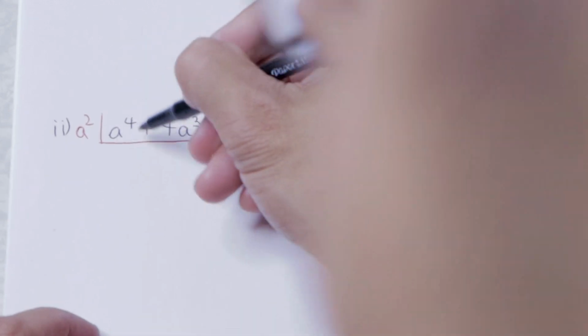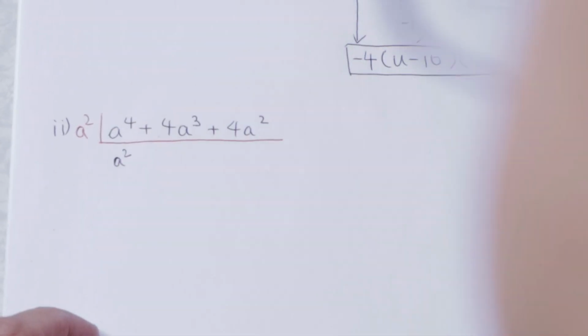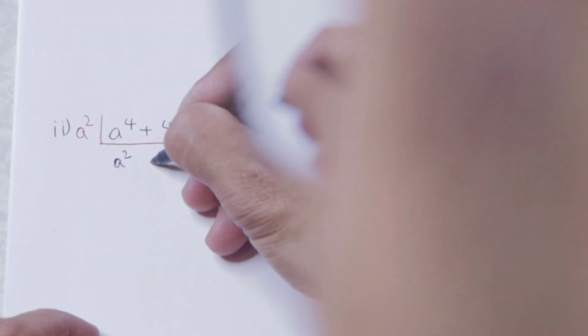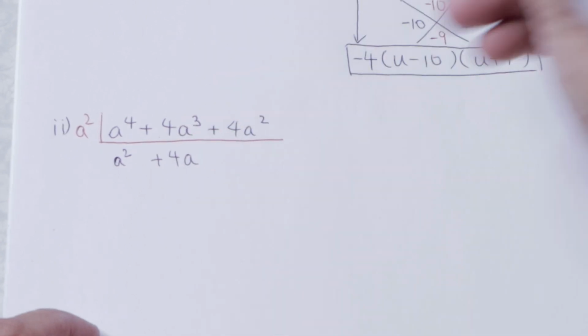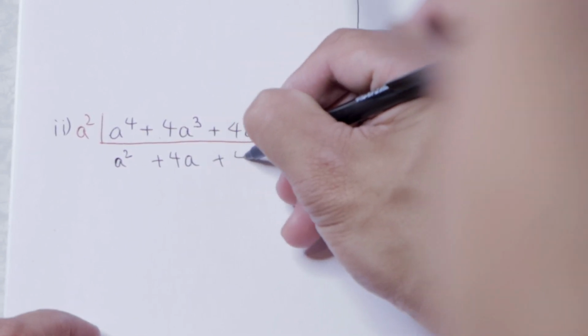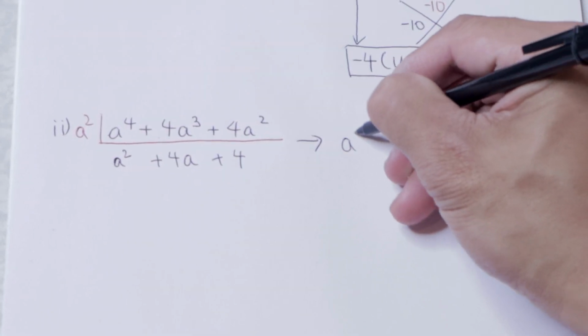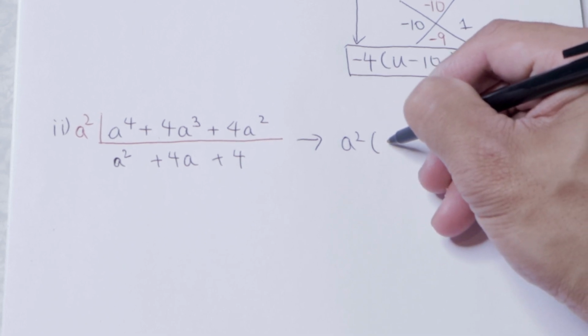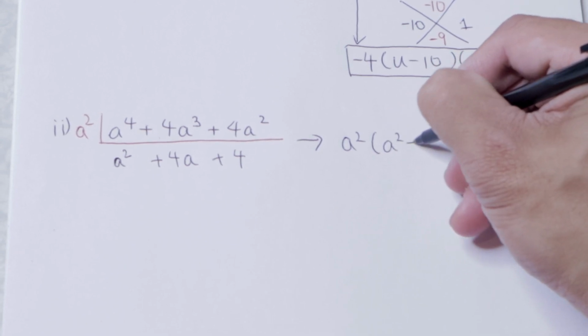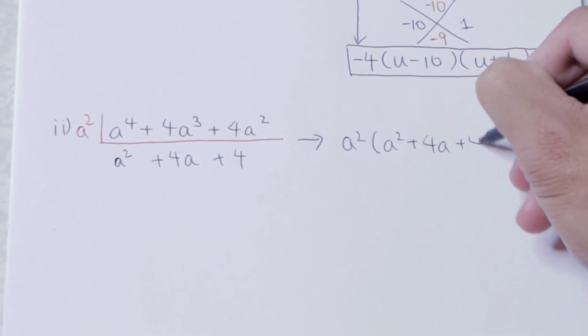So from the first term, you have 2 apples remaining. The remaining number of apples for the second term is 1 apple. And the last term has no apples left. So your GCF is a squared, and the trinomial inside the parentheses is a squared plus 4a plus 4.